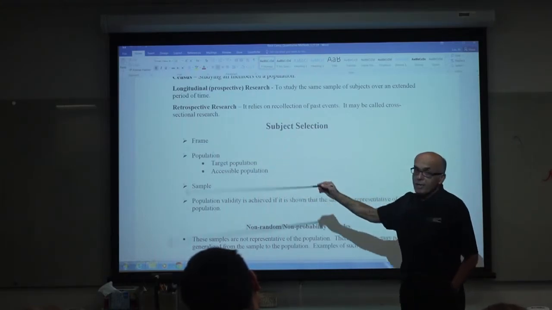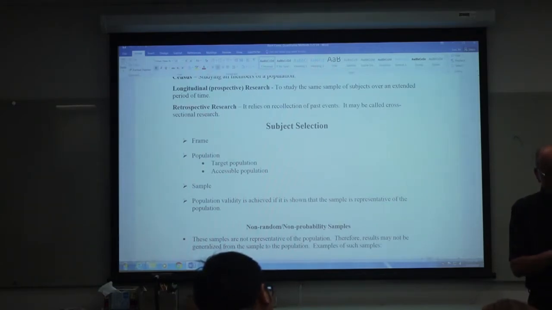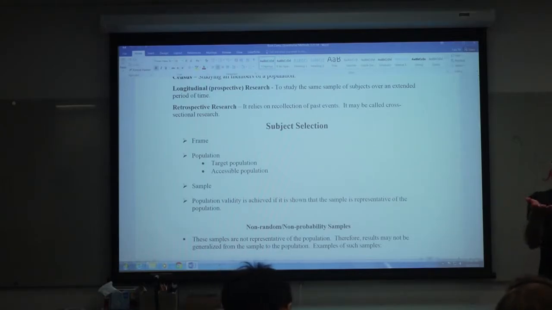So what is frame? Frame is what you use to identify your population. You have to have a listing of people. So for example, you want to do a study here in Corpus Christi, you may decide to use the telephone directory as the frame of the study. So whoever is listed is going to be in your population. Then what's the problem with using the telephone directory to identify the residents of Corpus Christi? Not everyone is listed in the telephone directory. But you acknowledge that particular limitation.